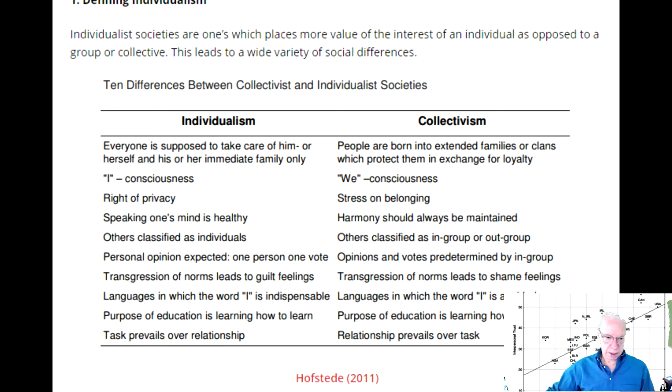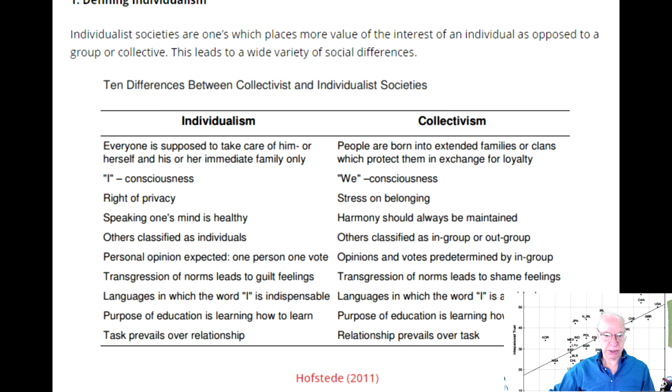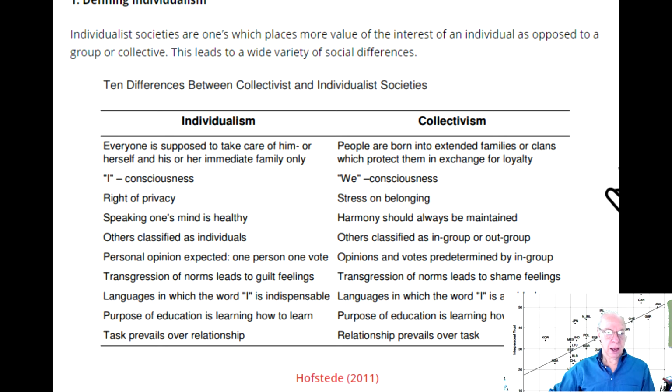We've got others classified as individuals, others classified as in-group or out-group. We have the sense of I consciousness versus we consciousness. We have an idea of privacy versus belonging. Everyone is supposed to take care of him or herself and her immediate family. That's immediate family, nuclear family primarily, but may extend to grandparents or maybe first cousins. And then there are, in collectivism, you have people born into large extended families or clans.